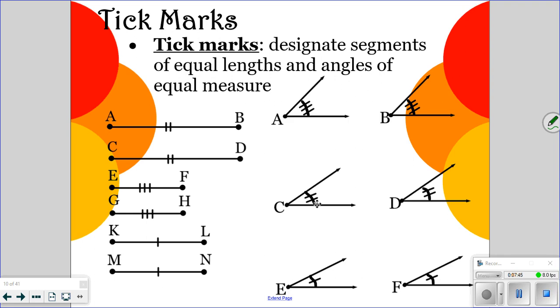And then on angles, you could do 1 tick mark, 2 tick marks, or 3. Sometimes they'll do arc marks like that. So those would be congruent because they both have 2 arc marks. So either one is fine with me. But that just tells you if they are congruent or not.